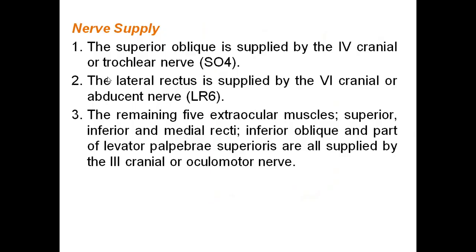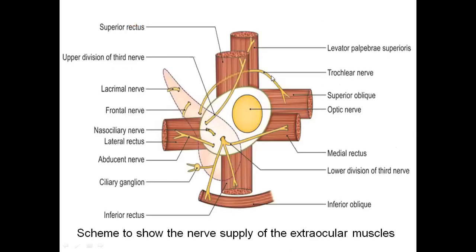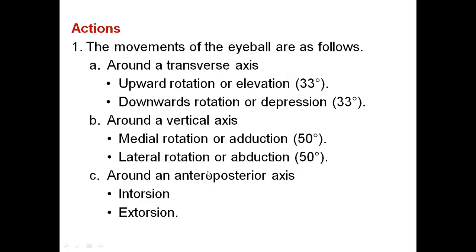So the nerve supply of superior oblique is fourth cranial, that is SO4. Lateral rectus is LR6. Remaining all extraocular muscles, please remember they are supplied by third cranial nerve, that is oculomotor nerve. So SO4, LR6, and remaining all extraocular muscles are supplied by different divisions of oculomotor nerve. SO4, superior oblique by trochlear, fourth cranial nerve. LR6, lateral rectus by sixth cranial nerve, that is abducent. Okay. Now these are the various extraocular muscles we are finding here.